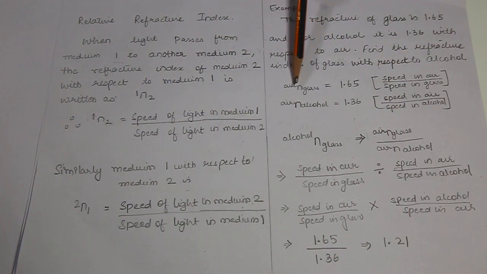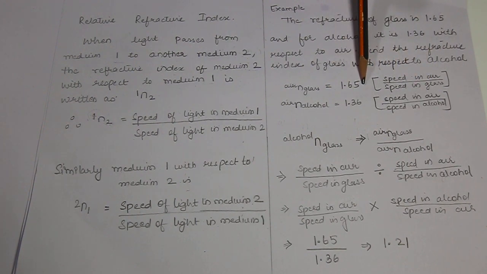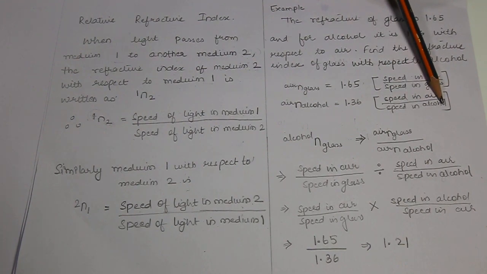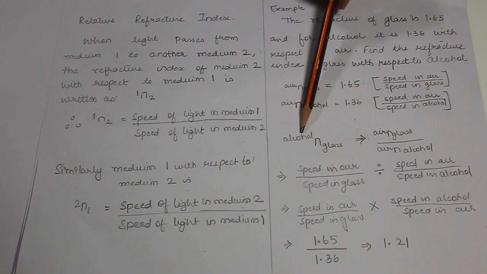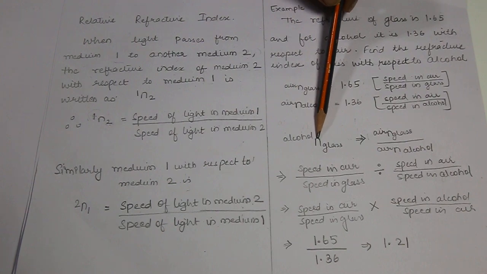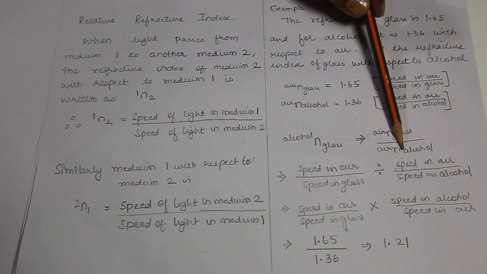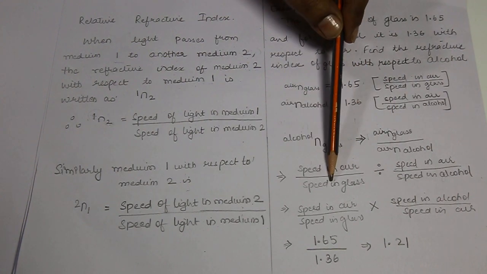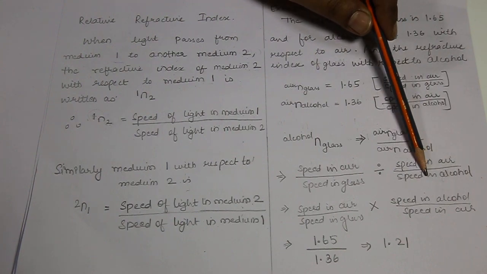When I say air to glass, this means the speed of light in air divided by the speed of light in glass is 1.65, and the refractive index of alcohol is 1.36, which means the speed of light in air is compared with the speed of light in alcohol. Now what I want to find out is the speed of light in glass with respect to alcohol. In that case, I take the refractive index of glass divided by the refractive index of alcohol. Why? Because the refractive index of glass means speed of light in air by speed of light in glass, divided by the refractive index of alcohol, which means speed of light in air by speed of light in alcohol.